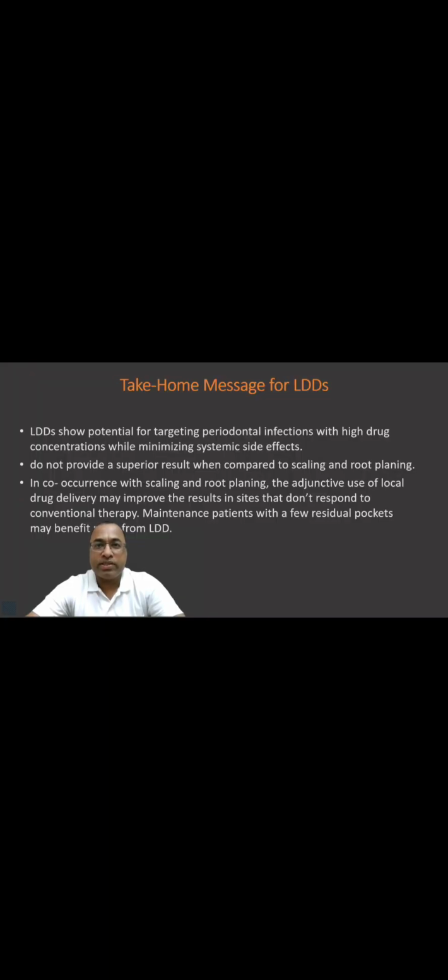So what is the final take-home message for LDDs or local drug delivery? They show potential for targeting periodontal infections with high drug concentrations while minimizing systemic side effects. They do not provide a superior result when compared to scaling and root planing. That means they cannot be used as a monotherapy. However, they can definitely be used as an adjunct to phase 1 therapy or as an adjunct to scaling and root planing. The adjunct use of local drug delivery may improve the results in sites that do not respond to conventional therapy. Also, maintenance patients with a few residual pockets may benefit most from the use of local drug delivery.